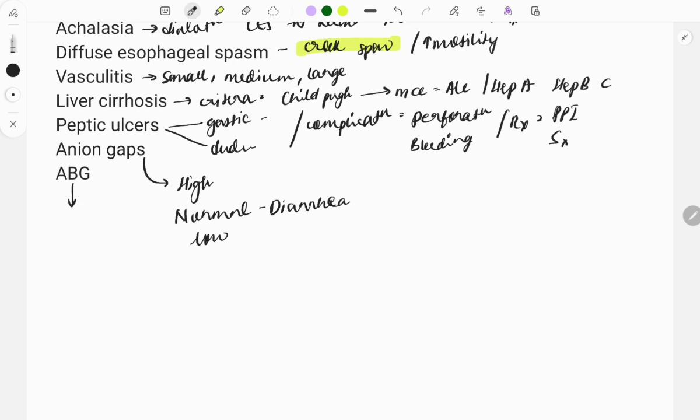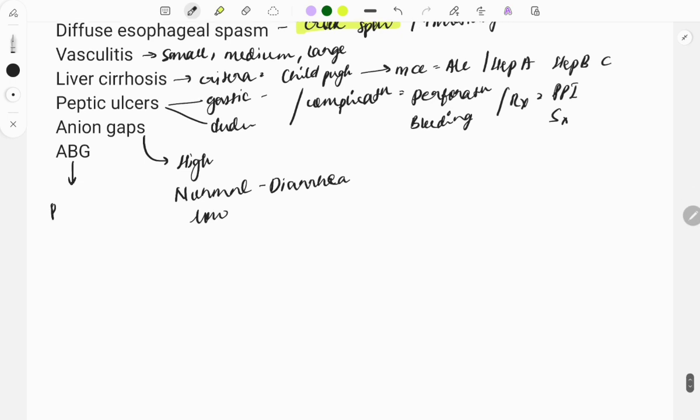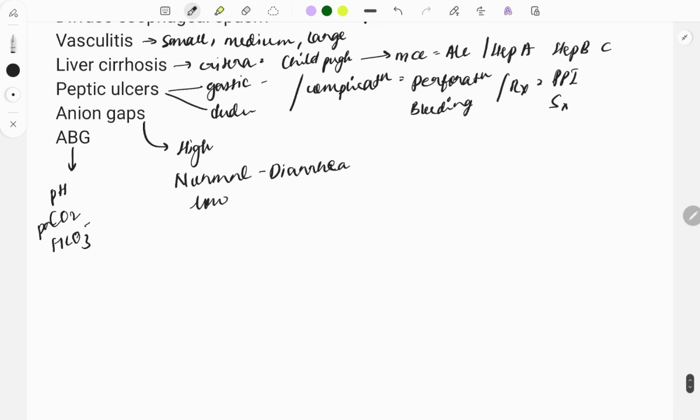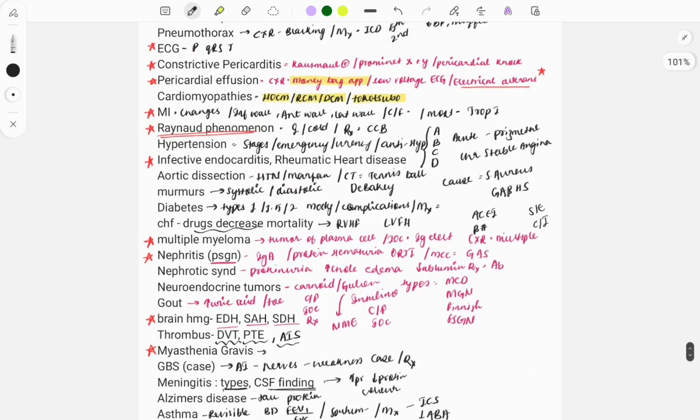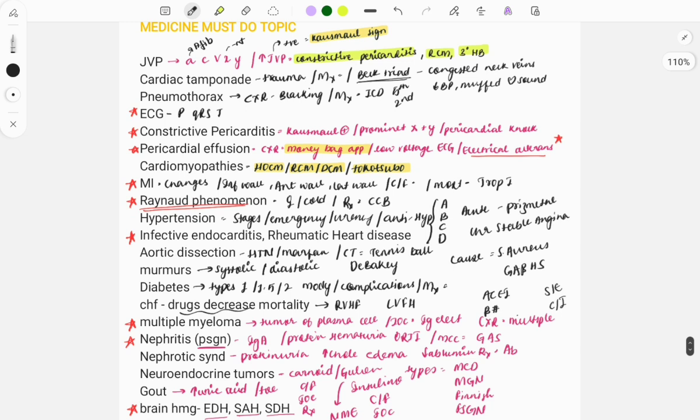Then moving on to ABG analysis. They give certain values, the pH, the values of PaCO2, and also the values of bicarbonate. By seeing these values, you need to find out which kind of acidosis or alkalosis is present. Like in respiratory alkalosis, the PaCO2 value will be increased, and in the metabolic, the bicarbonate value will be increased, and based on the pH value, you need to look for metabolic acidosis or alkalosis. So there are a lot of topics which you need to read from medicine, but this was only a short video on the topics repeatedly asked.